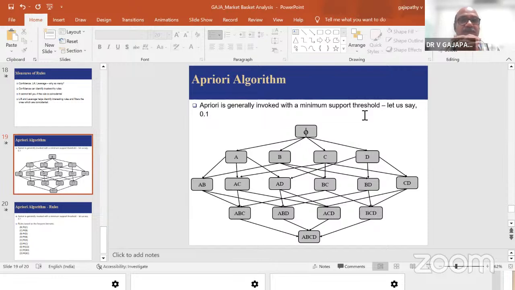For example, there are bread purchases, the total number of transactions is 100, and of the total transactions, 20 transactions contain bread. Therefore, support is 20%. Am I right, sir? Yes, sir. Yes, 20% is the support now.